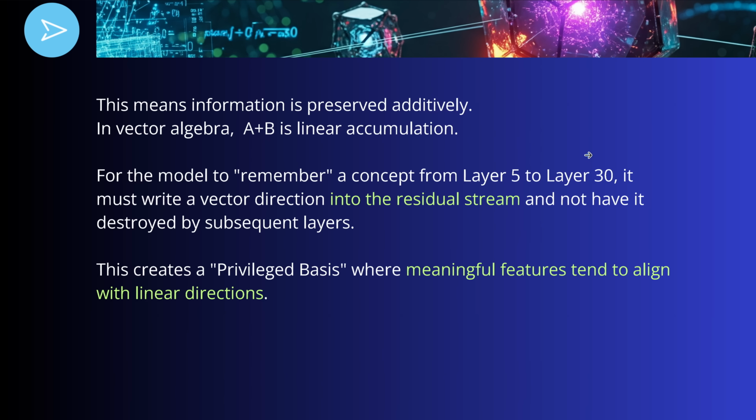Because think about it. Let's look at the residual stream. I want to give you another hint. This means, of course, that the information is preserved additively. So in a vector algebra, A and B is a linear accumulation. And you remember, for the AI model to remember a concept from layer 5 to layer 30, it must write a vector direction into the residual stream and not have it destroyed by subsequent layers. And we talked about this privileged basis where the meaningful features tend to align with linear directions.